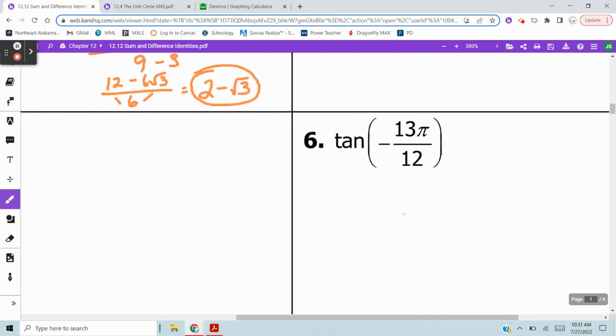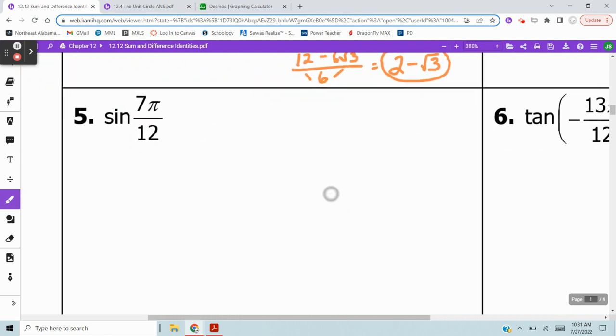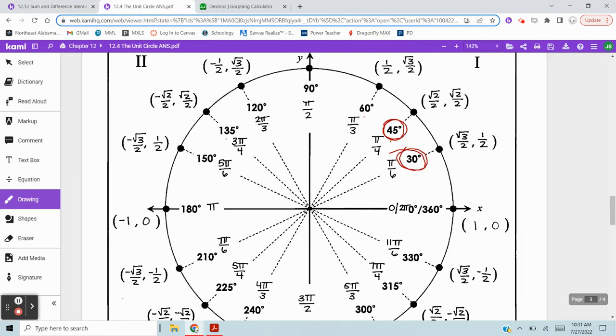Okay, the next one, number 5. We're doing the sine of 7 pi over 12. So again, let's change this to degrees just so it's a little bit easier. Pi over 12 is 15 degrees, so 7 times 15, that'd be the sine of 105. And we'll try to use a subtraction identity this time since we've been using mostly adding. So 105, let's see, we could do 135 minus 30. Those two would work to give us a 105.